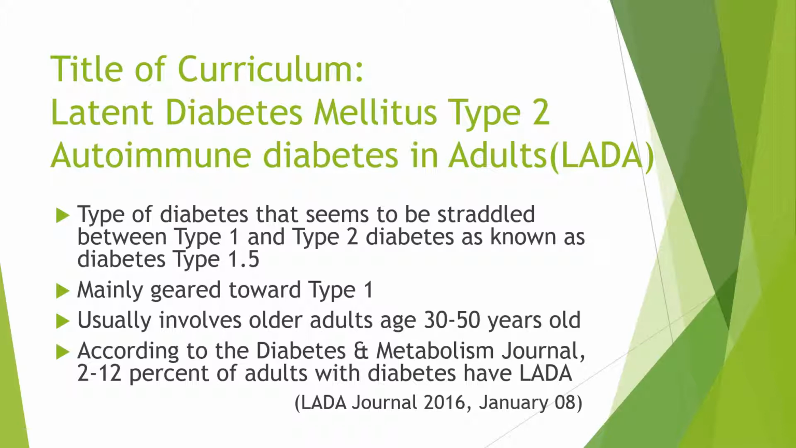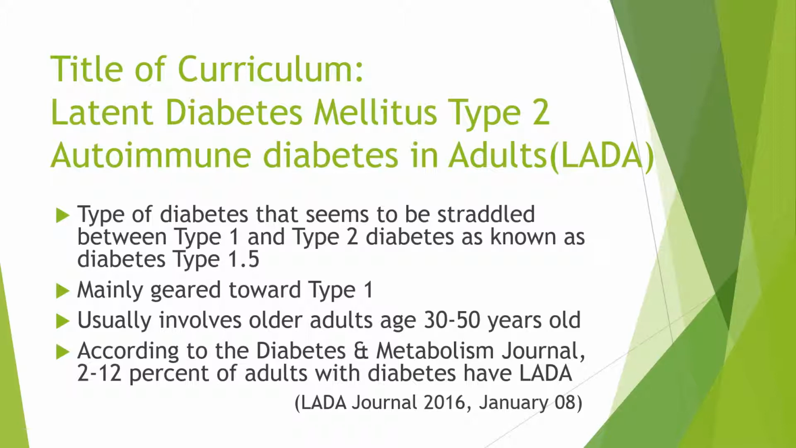Title of curriculum: Latent Autoimmune Diabetes in Adults, called LADA. It is the type of diabetes that seems to be straddled between type 1 and type 2, also known as type 1.5. That's because the patient is not a type 1 diabetic, but they were type 2, and the symptoms they have are leaning more toward type 1. So that's why it's called 1.5.